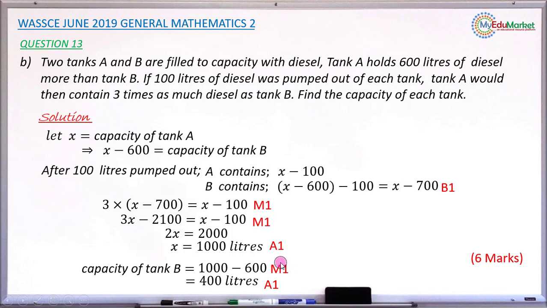Subtracting 600 from 1000 in an attempt to get the capacity of tank B, you have this method 1 mark. And when you have the capacity of tank B as 400 liters exactly, you have this accuracy 1 mark. So in total, this question has 6 marks.